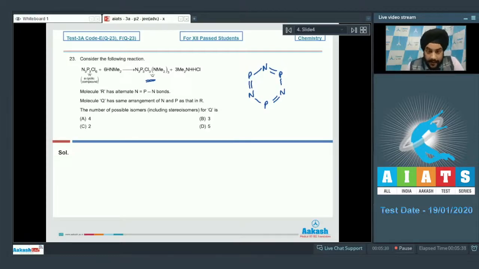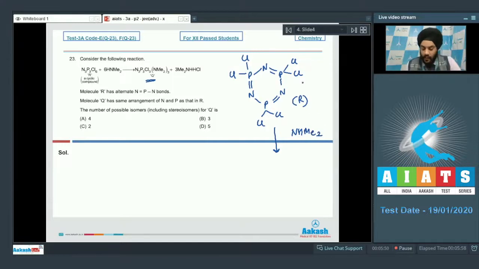Okay. So if we talk about the 6 chlorine atoms, they will be on the phosphorus as nitrogen cannot expand its octet. Okay. Now this is the compound R when it is allowed to react with HNMe2. So it is given to us that we have to substitute only 3 chlorine atoms. Okay. So if we talk about the substitution now, students, the substitution can happen geminally, that is at the 1,1 position, or it can happen at the 1,3 position also. Okay. So we have to cause the substitution of 3 chlorine atoms.